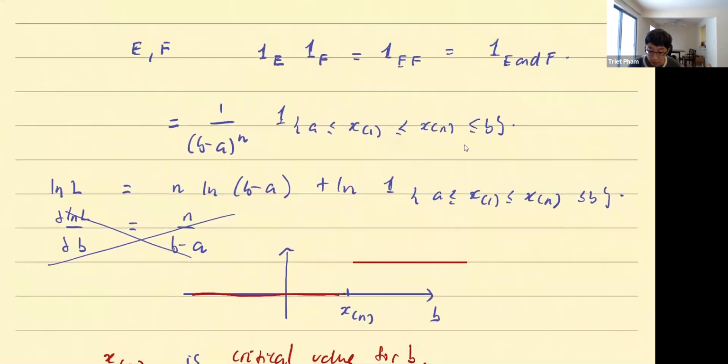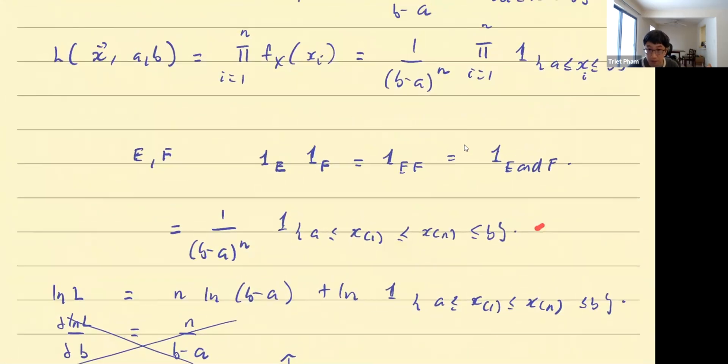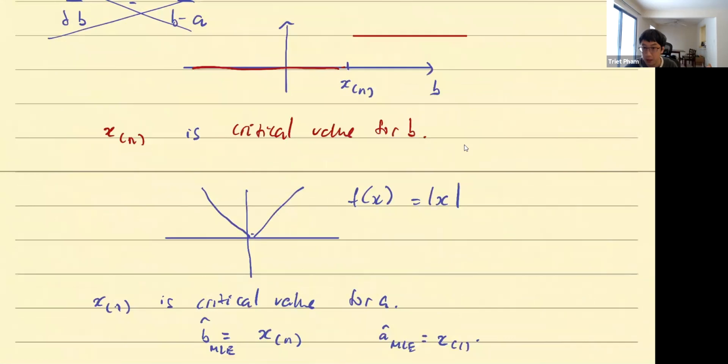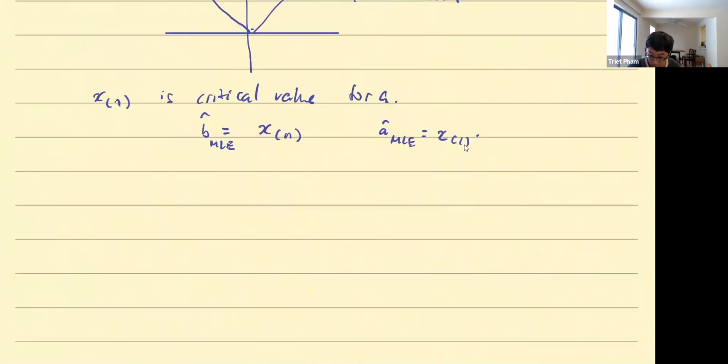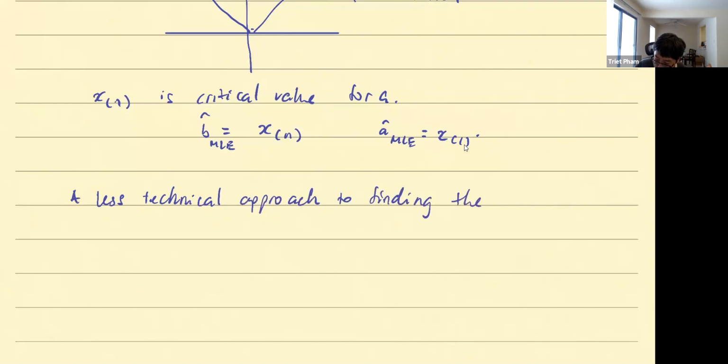But I want to say yet more about this, because the technical approach is fine, but I would like to have a more natural approach to things. So let me say a less technical approach to finding the maximizer.